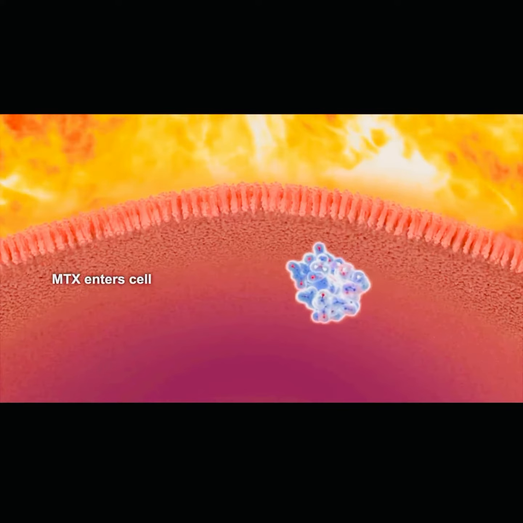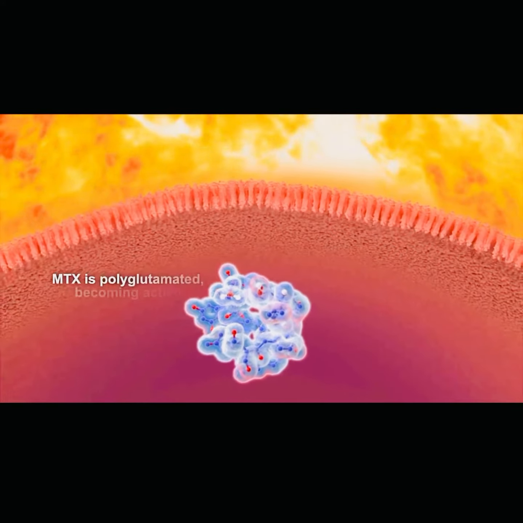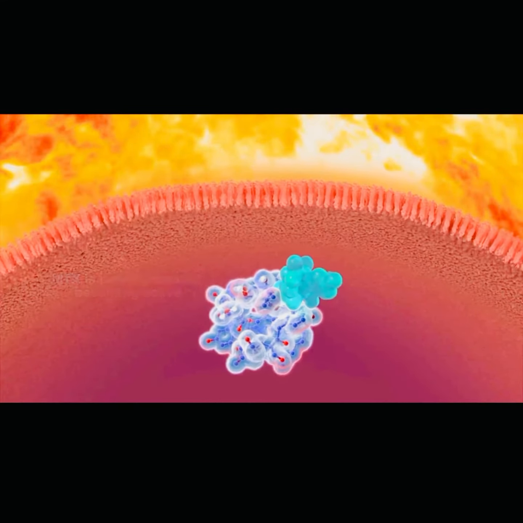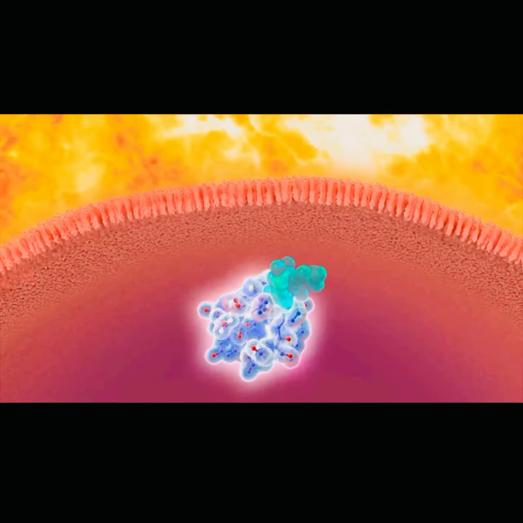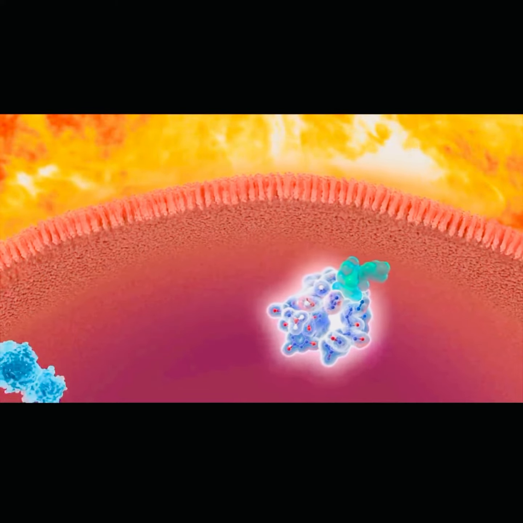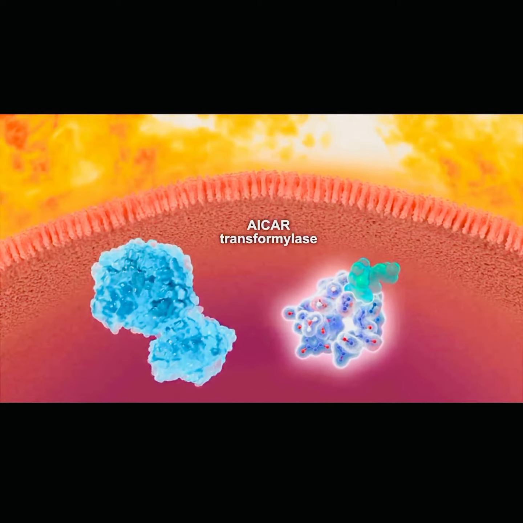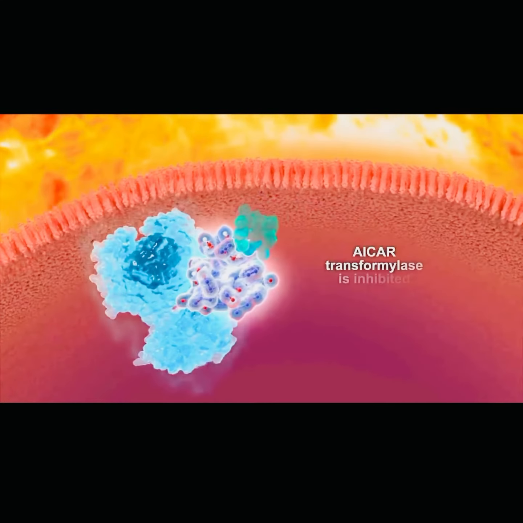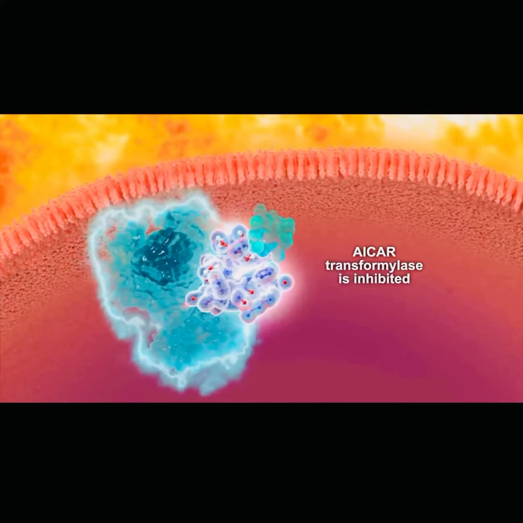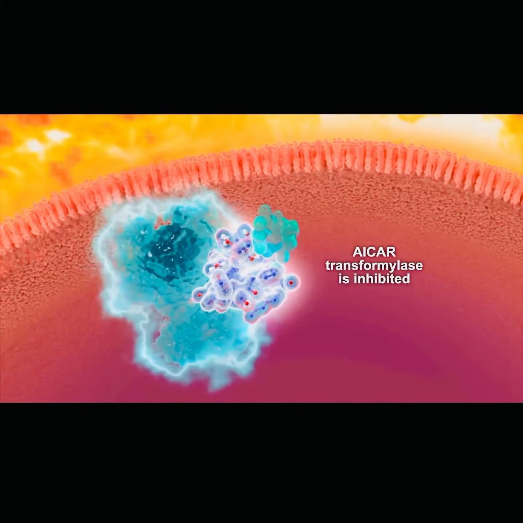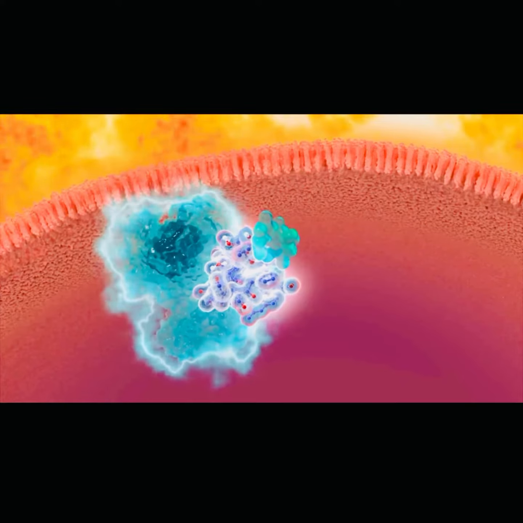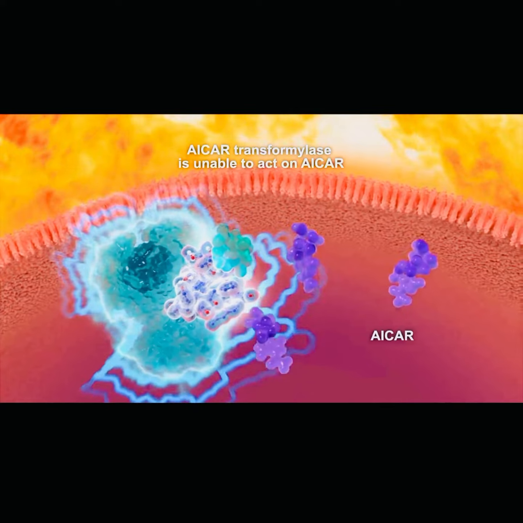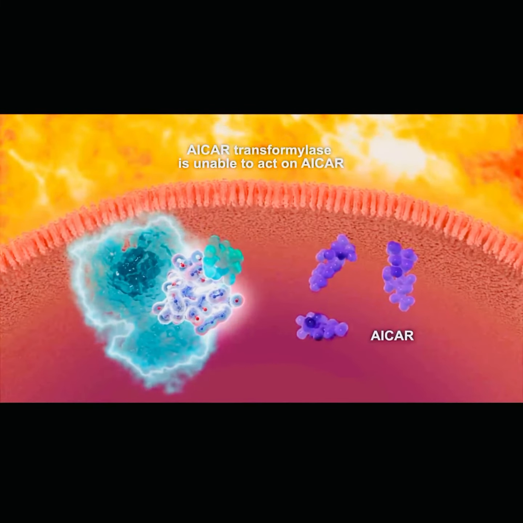Extracellular MTX is actively transported into the cell. Intracellular MTX is then polyglutamated, which converts the molecule into its active form. MTX glu inhibits a variety of different folate-dependent enzymes, but AICAR transformylase is the enzyme it inhibits most effectively. Polyglutamated MTX inhibits the enzyme AICAR transformylase. Because AICAR transformylase activity is blocked by MTX glu, AICAR molecules can no longer be broken down. The result is an accumulation of AICAR within the cell.